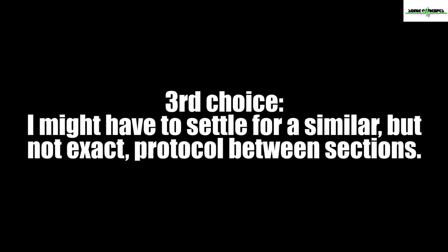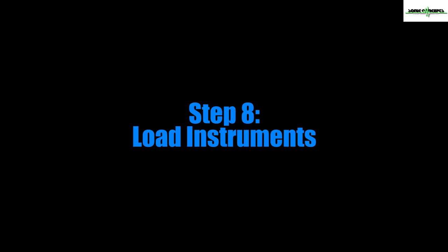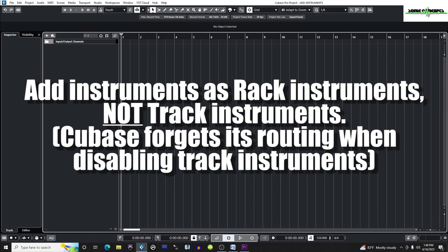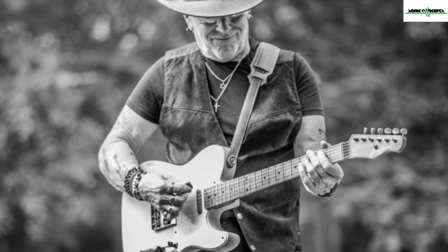Step 8. Once I've chosen an articulation order, it's time to load articulations for each instrument into a Kontakt instance. It's very important that I add these instruments as rack instruments rather than track instruments. This is because Cubase forgets its routing when disabling track instruments. This is a known bug, and my friend Ted Perlman was good enough to explain that to me as well as walk me through how to set up a rack instrument.